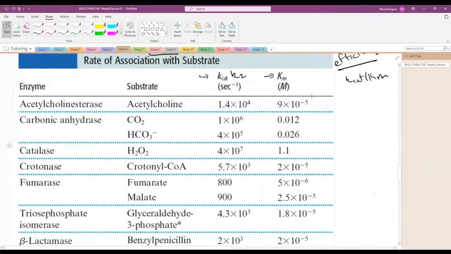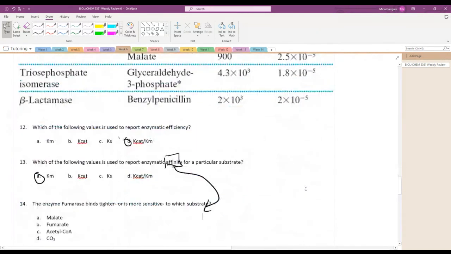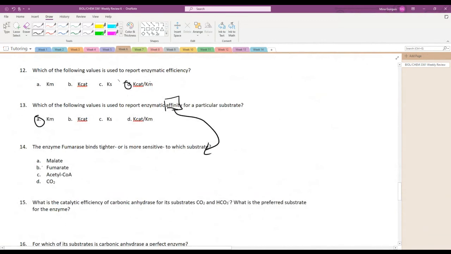It's got Kcat, which we don't really care about. We're looking at Km right now. So fumarase to fumarate has a lower Km. Let's think back. Km is the inverse of affinity, so the lower Km means a higher affinity. In other words, this enzyme binds tighter to fumarate than to malate. Okay, I hope that makes sense. If it doesn't, please ask.